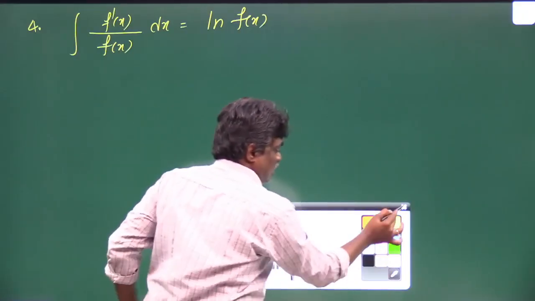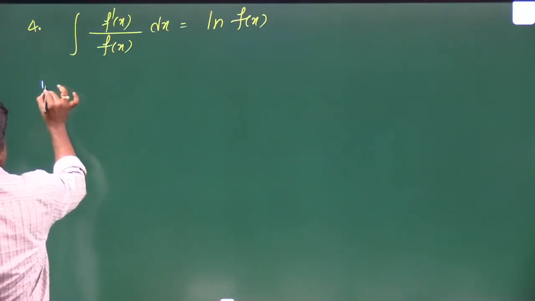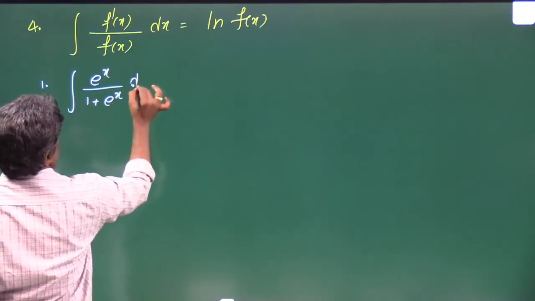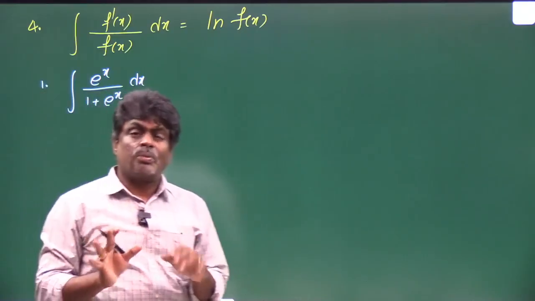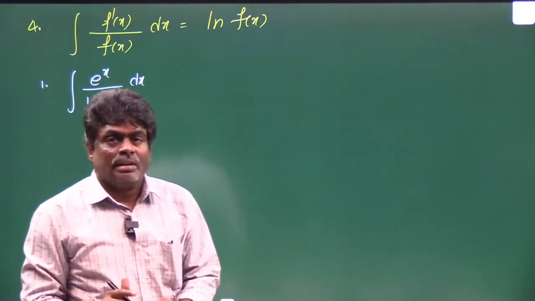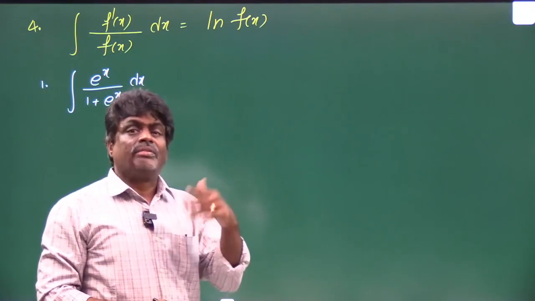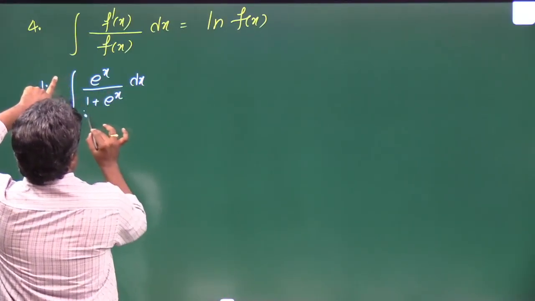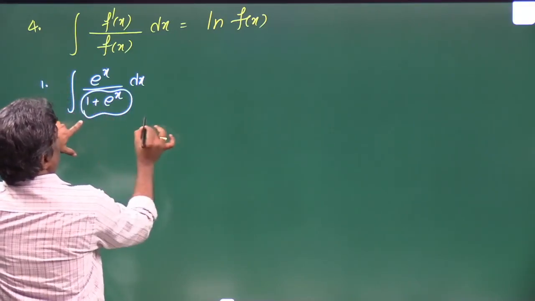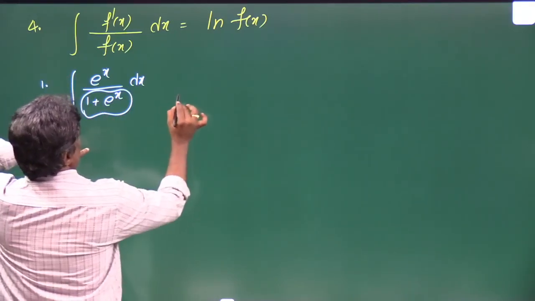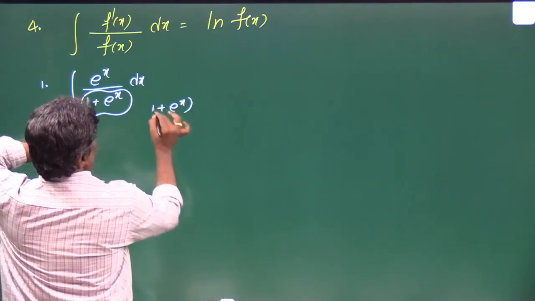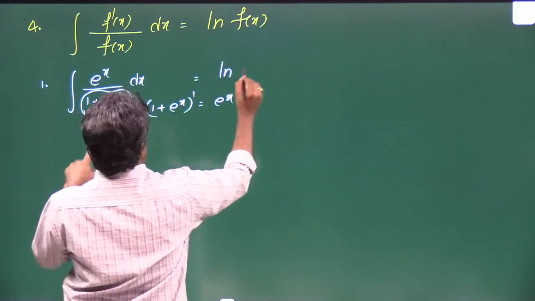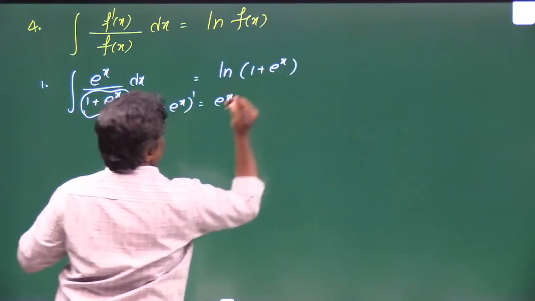So based on this, let us take a few more questions here. First one, integral e raised to x by 1 plus e raised to x dx. Of course, we are solving these integrals in the well-defined domain only, we are not going for any undefined functions. Here this is my f of x, and first you have to check its derivative. The derivative of 1 plus e raised to x is simply e raised to x, which is present in the numerator. That's why the answer is log of 1 plus e raised to x.